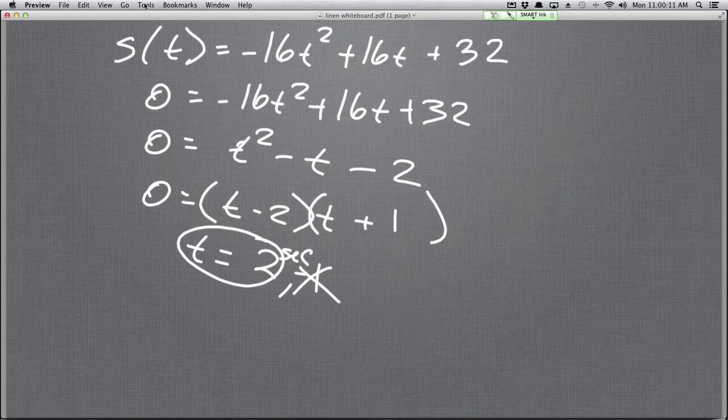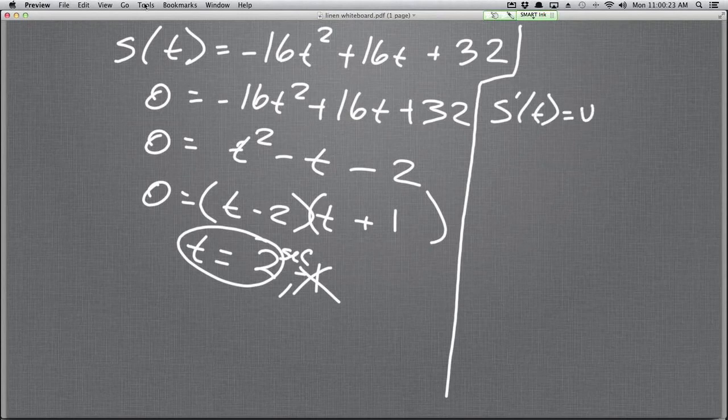I'm not going to be real picky as we get started. Once we get to where we're reviewing, I'm going to start getting pickier. They're going to want you to show that s prime of t equals v of t, connecting that the derivative of position is velocity. It's always good to show them that you know what's going on. So I need to take the derivative of this, and that gives me negative 32t plus 16.